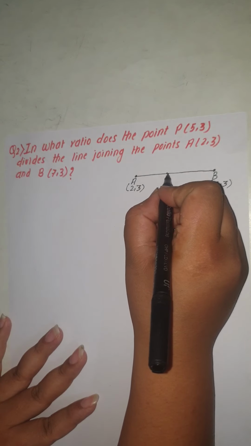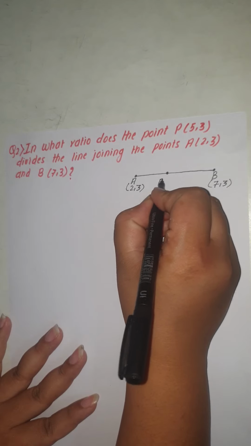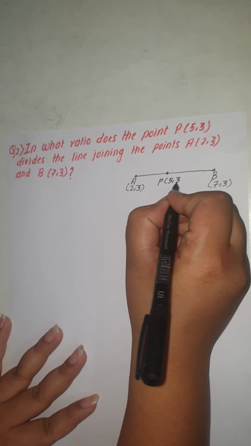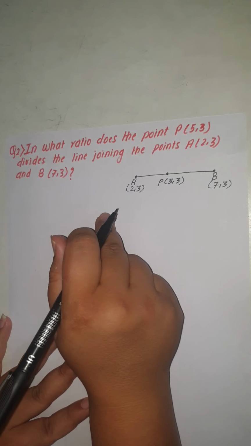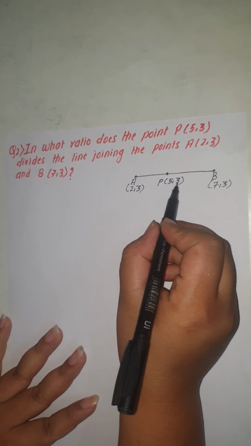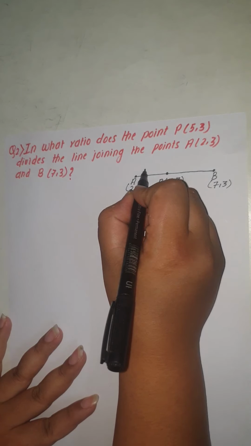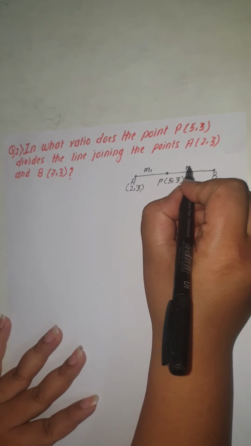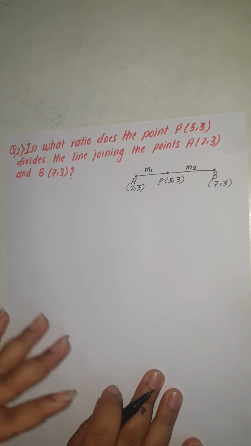So the points can be anywhere. The ratio is not given, so it can be anywhere. So the point P is (5, 3). In question number 1, in the previous video, you have seen that we needed to find this point, and m1 and m2 were given. But here, let's suppose this side is m1 and this side is m2, which is missing. Now, how are we going to solve this one?